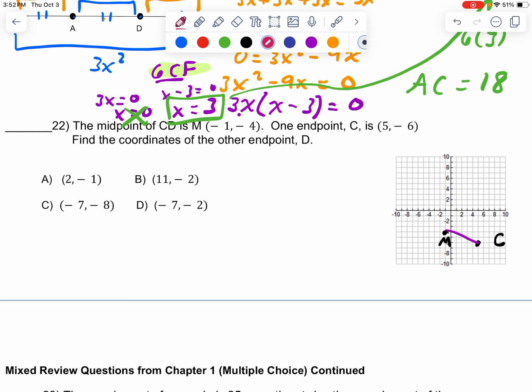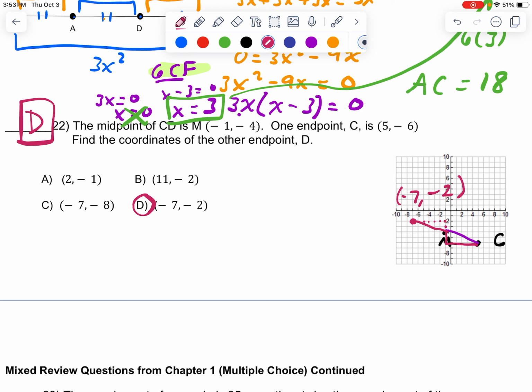So I think same as before. We're going down 2, right 6. So then I have to go up 2, 1, 2, 3, 4, 5, 6. So here's the other endpoint using slopes, and that is the coordinate -7, -2. So my answer is also D for number 22.